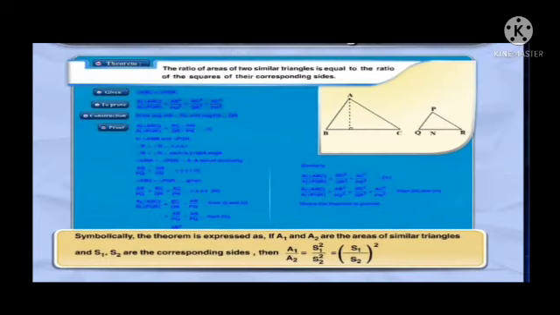Symbolically, the theorem is expressed as: if A1 and A2 are the areas of similar triangles and S1, S2 are their corresponding sides, then A1 upon A2 is equal to S1 square upon S2 square, which is equal to S1 upon S2 to the whole square. So students, this is the theorem on area of similar triangles, which you need to practice. Symbolically also we state here.